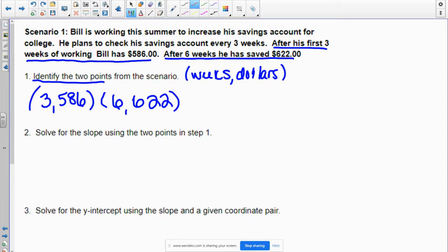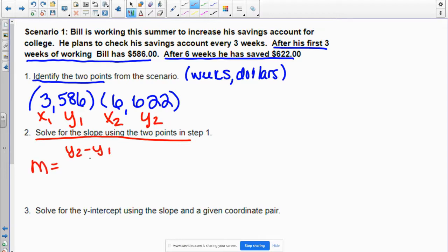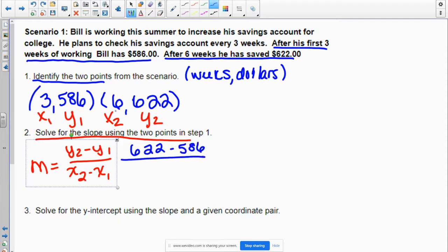So now we're going to go ahead and solve for the slope using those 2 points that we just made in step 1. So we'll call this one my first set. This one is my second set. And again, your equation is y2 minus y1 over x2 minus x1. So your y2 is 622. Your y1 is 586. And then your x2 is 6, and your x1 is 3. And that makes sense because we know every 3 weeks he's checking it.